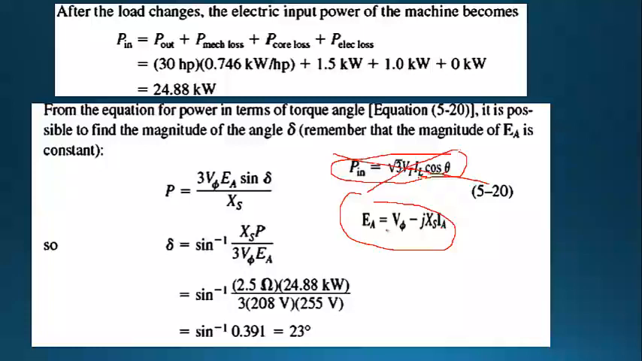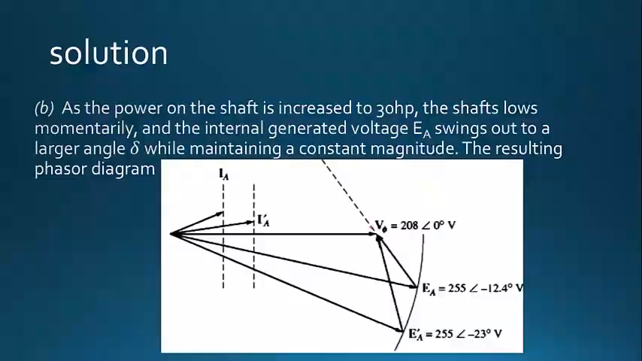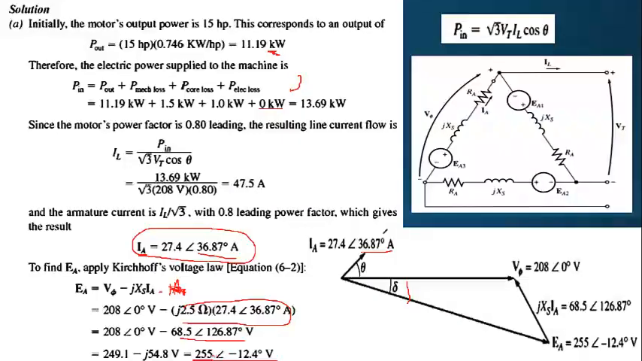Since we know the V phase, we know the XS, and then we can calculate for the EA. Don't forget that the EA is what? We had the EA in the previous example to be 255 angle delta. And once again, whenever there is increase in load, the delta is going to change. So if you use this particular delta value for our calculation, you will be wrong once again, because if the load increases, the delta is going to open up like this. So there's going to be change in this delta.